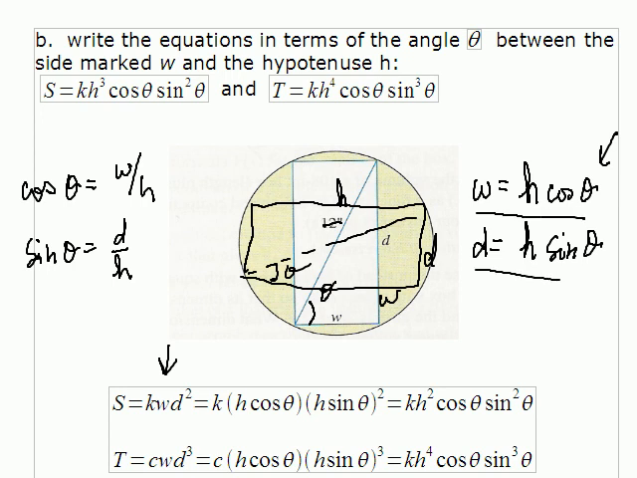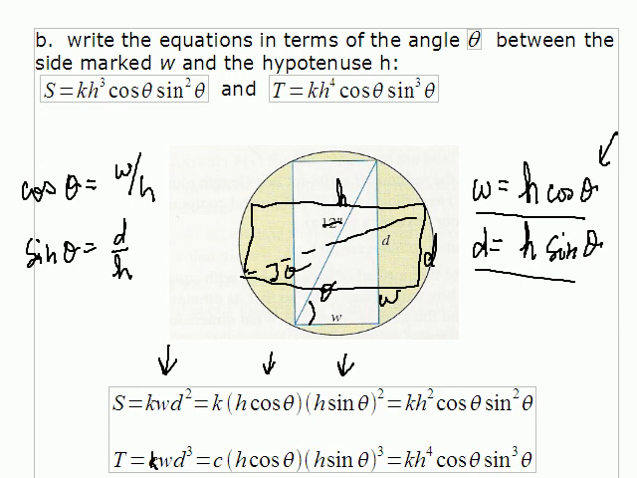the w and substitute for the d. So I've got k, here's my substitution for w, here's my substitution for d. Work out the algebra, and I get k h squared cosine theta sine squared theta. Oh, there should have been a k here, sorry.